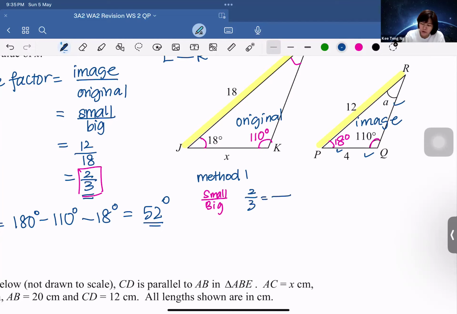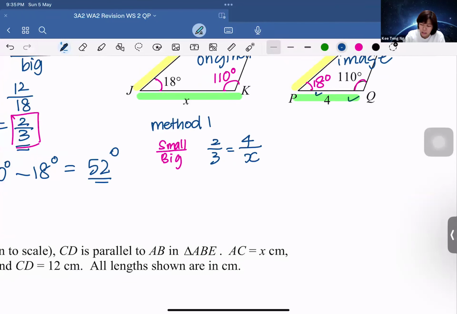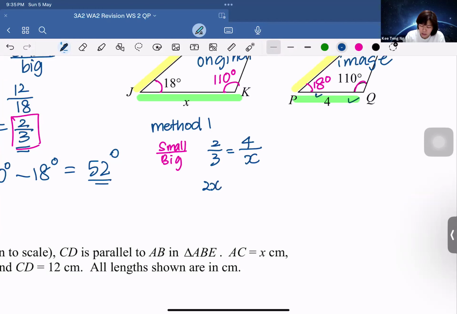So I find a pair of matching sides that can find x itself. So x is corresponding to 4 cm. The small one will be the 4 cm. So 4 over x. So what can we do? We can cross multiply, and then we get 2x equals 12. x will be equal to 6.